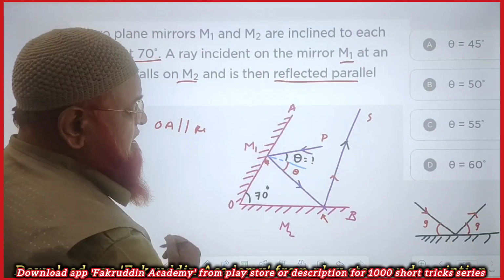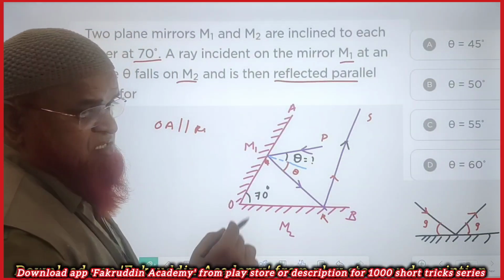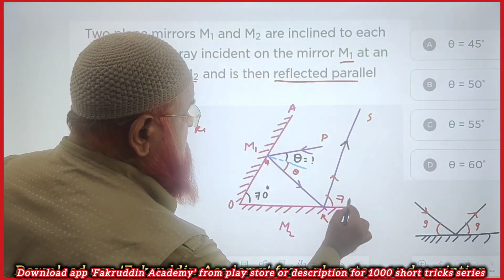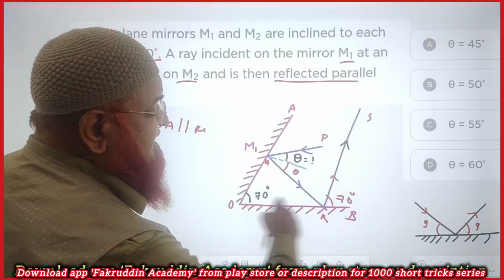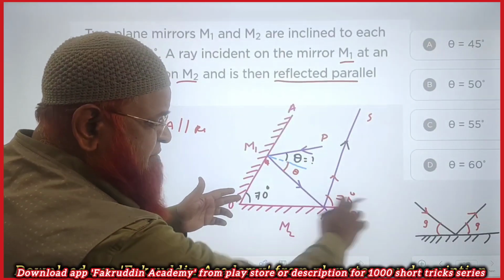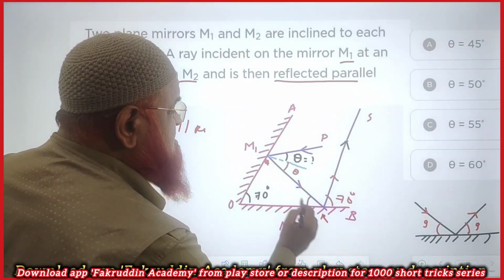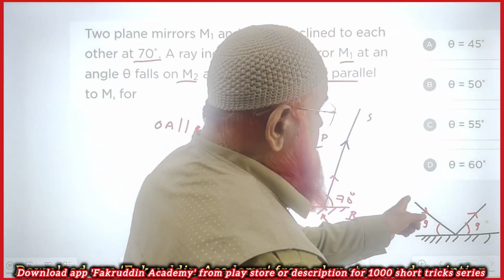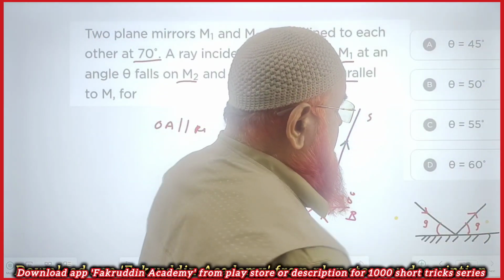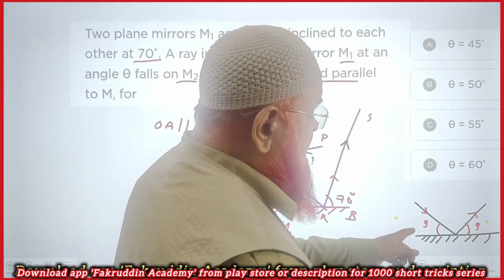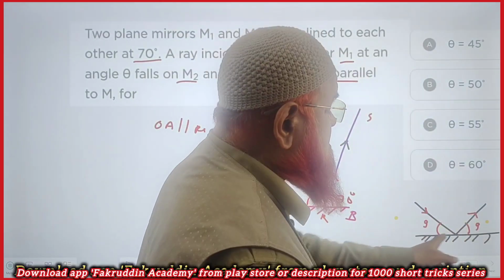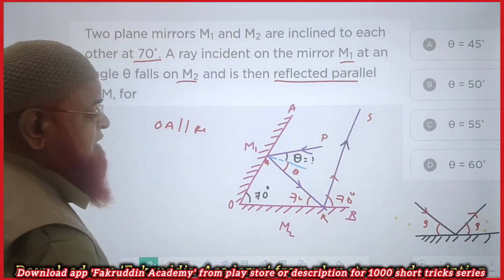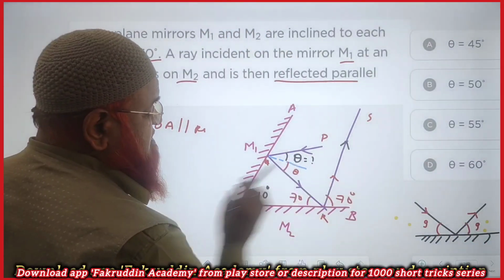When these two are parallel, you will get one small conclusion: if this angle is 70 degrees, this is also going to be 70 degrees, because these are corresponding angles. Parallel lines have the same angles. If this is 70, this is also 70. Why? Because these are called glancing angles. The angles made by the incident ray and reflected ray with the mirror are said to be glancing angles, and these two angles are the same. That means this is 70 and this is also 70.